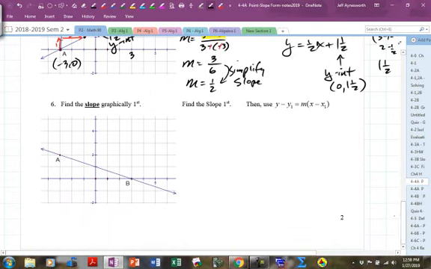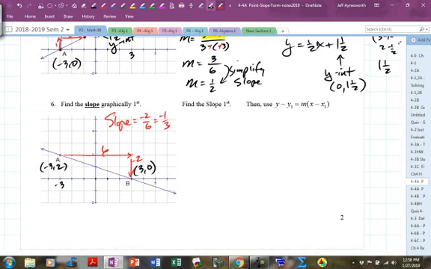All right, last one. Here we go. We got A, which is negative 3 comma 2. We got B at 3 comma 0. All right, and let's find the slope. So we can go right and then down. So 1, 2, 3, 4, 5, 6. So right 6, down 2. So the slope would be negative 2/6 or negative 1/3.